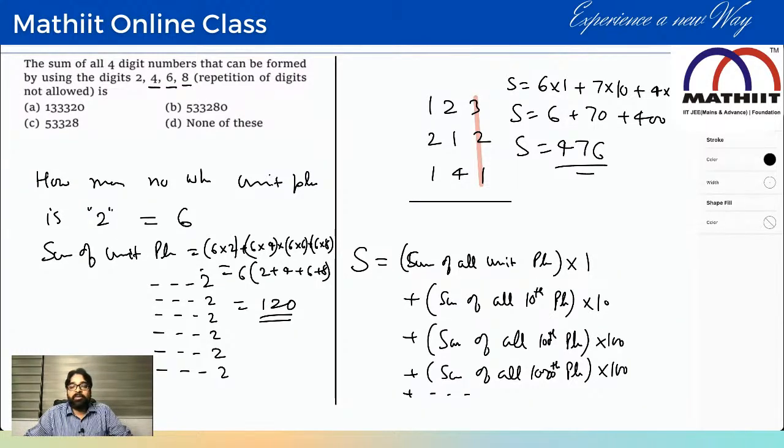Similarly, you can find the sum of the 10th place also, the sum of the 100th place also, the sum of the 1000th place also. This is a very simple question because no zero is there, no repetition is there, no identical letters are there. So basically, the sum of the unit place will be 120, the sum of the 10th place will also be 120, but I don't want to do it, you do.